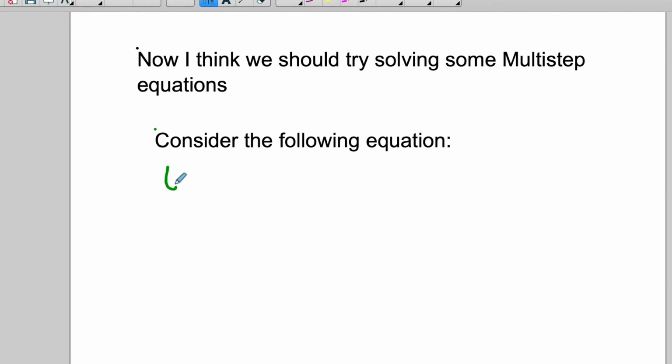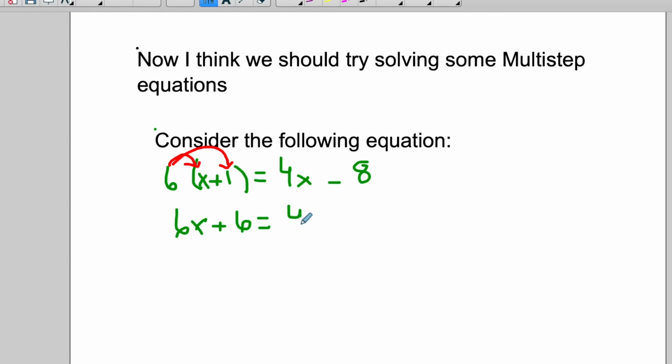Now let's try solving some multi-step equations. Consider the following equation. 6(x + 1) = 4x - 8. First, I would do the distributive property for this one. After multiplying both x and 1 by 6, you should have 6x + 6 = 4x - 8.